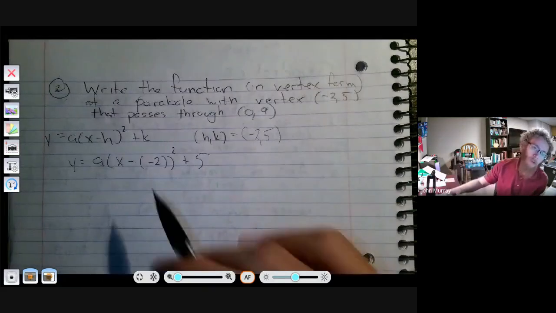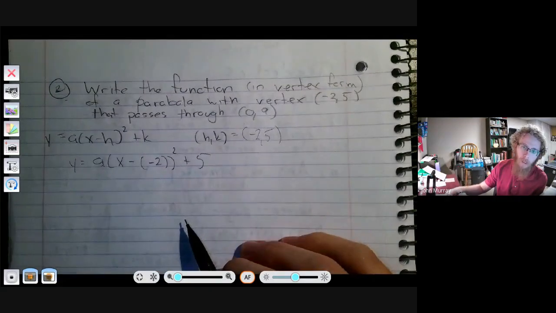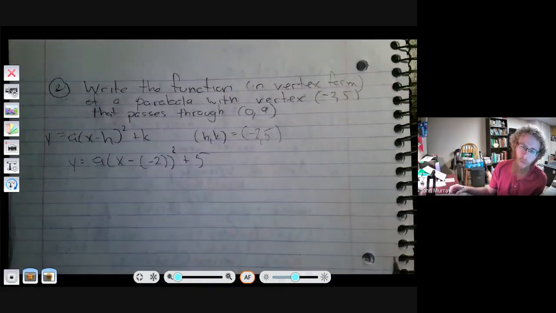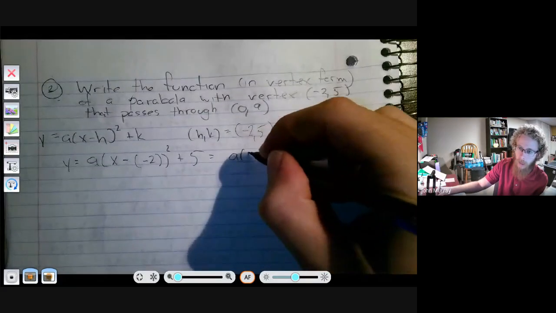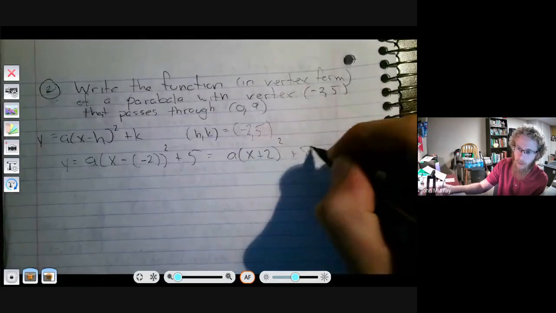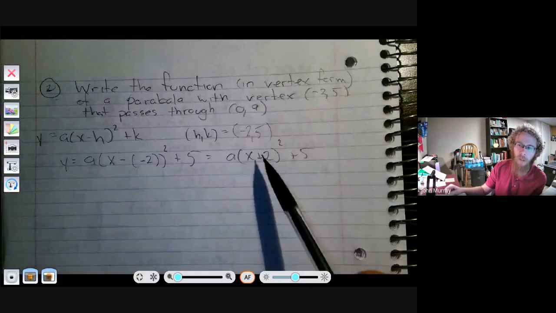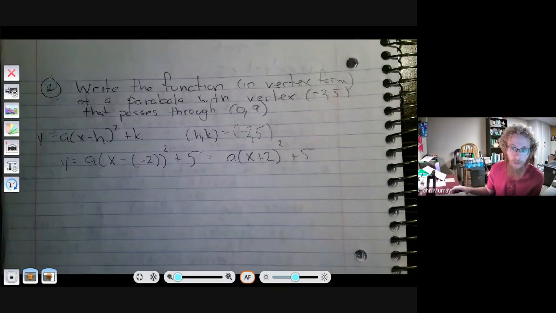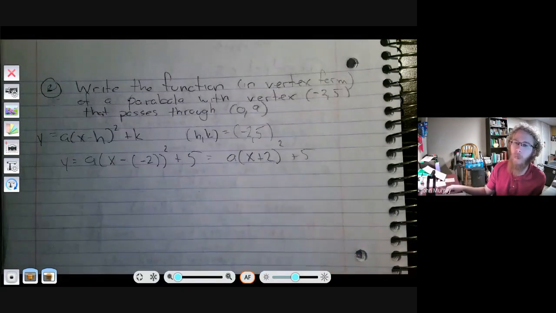All right, if you feel comfortable just making that a plus right away, please go ahead. All right, I'm just plugging in like this so we can see where we get this from. All right, so again, just to simplify, we're going to have a times x plus 2 squared plus 5. All right, and again, notice these are opposite. Right, when you have a positive 2 in here, your vertex is negative, but the k value stays the same.